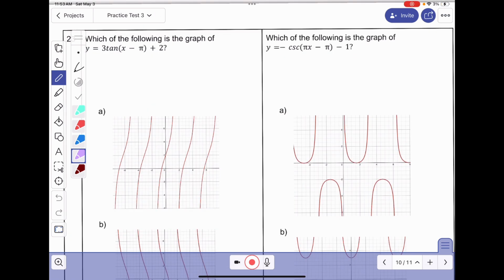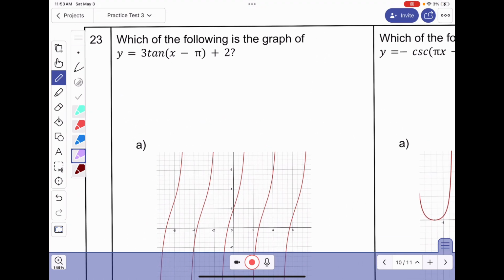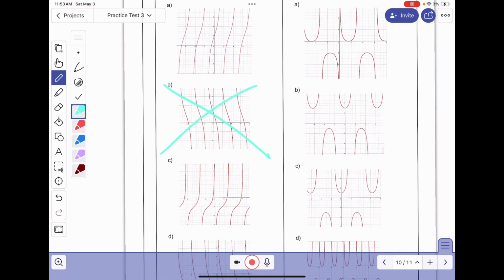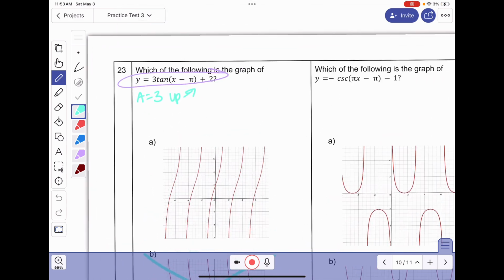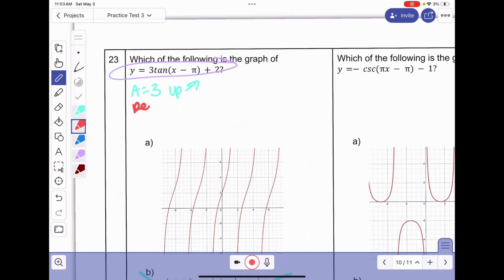All right, let's see what we got here. Which of the following is the graph of this equation? So let's find our things. Our amplitude is 3, and it's positive, so we're going to go up to the right. That automatically cancels these two because those go down. Our period is pi, nothing's changed. Our horizontal shift or our phase shift is right pi. And our vertical shift is up 2.